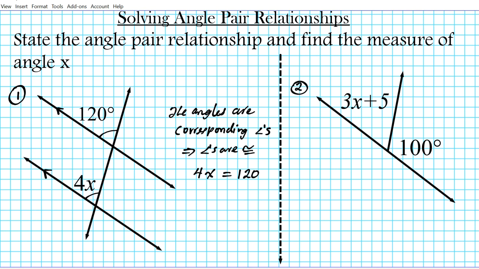Now let's go ahead and solve this resulting algebraic equation. We're going to get x isolated, so just divide both sides by 4, and the value of x in this problem number 1 is 30. All right, let's go ahead and take a look at problem number 2.